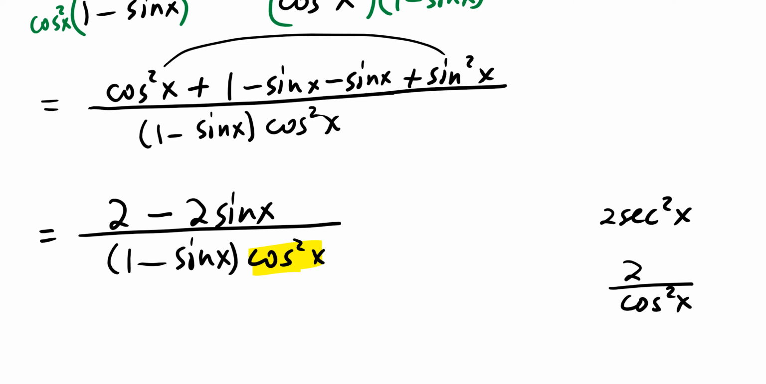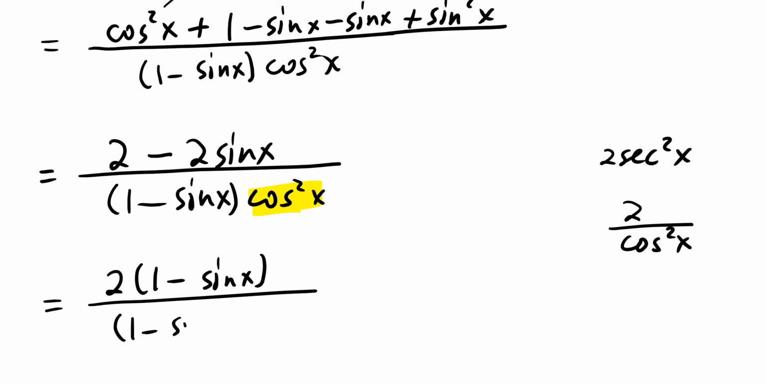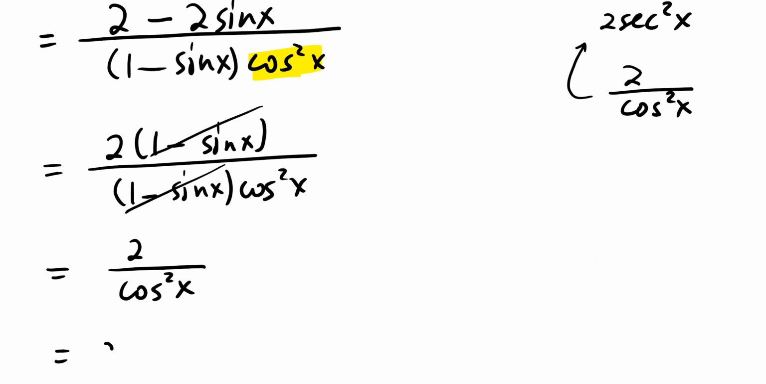So what I'm going to do is, on the top I can factor the 2 out. That will give me 1 minus sine x. Keep this the same, and cosine square the same. See, the 1 minus sine cancel, so that gives 2 over cosine square x. Now we go backwards, 2 secant square x, and that's what we were looking for.